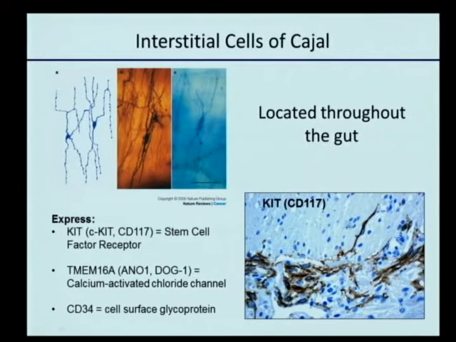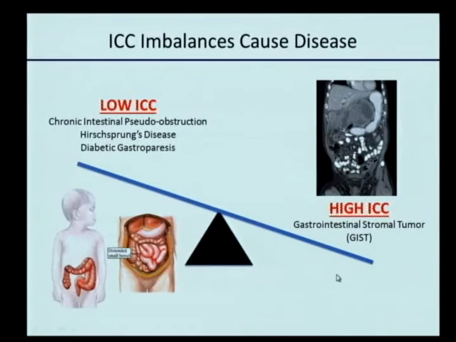And these cells express c-KIT, or the stem cell factor receptor, several other markers including CD34, and a calcium activated chloride channel, TMEM16A, which also goes by the marker DOG1, which was discovered on GIST1.